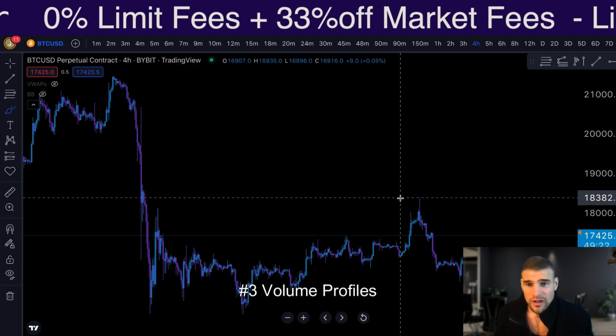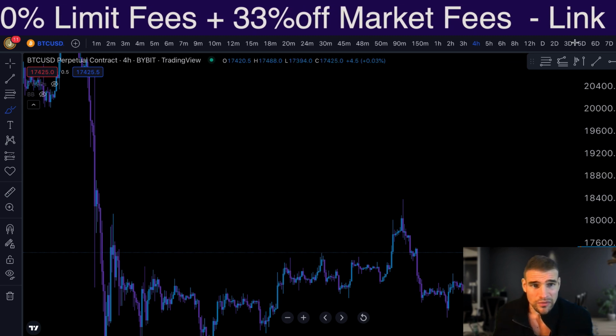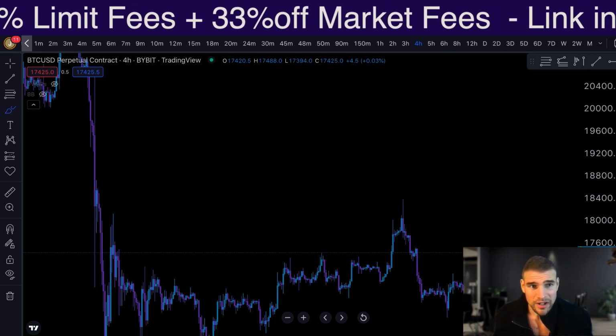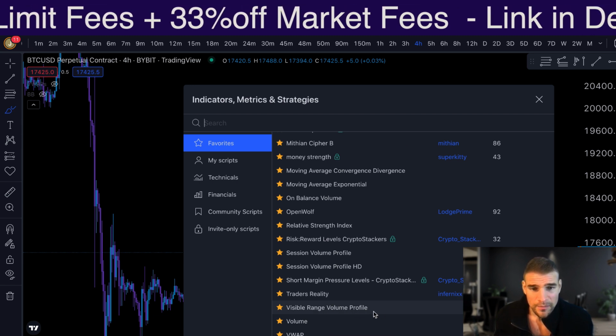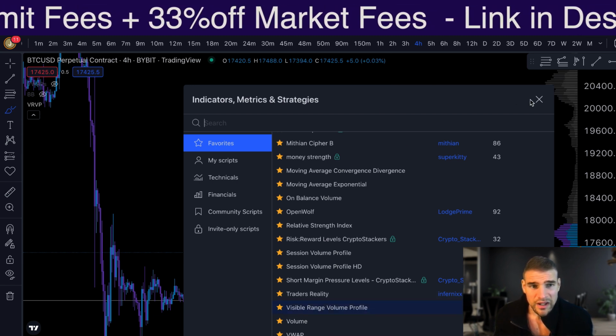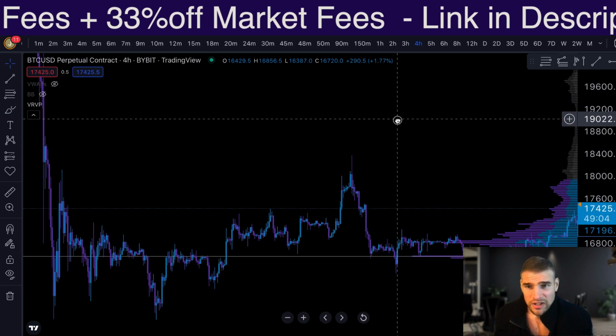Next is the volume profile indicator. There are two different variations of that. We can use the visible range indicator, the VPVR, by coming over to indicators and searching for visible range volume profile. Go ahead and turn that on. This will give you all the volume that traded, everything that's visible on your screen.